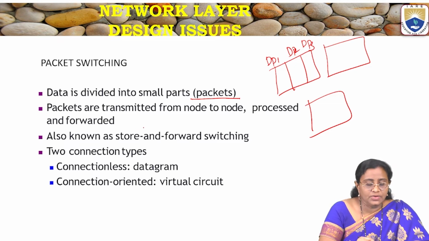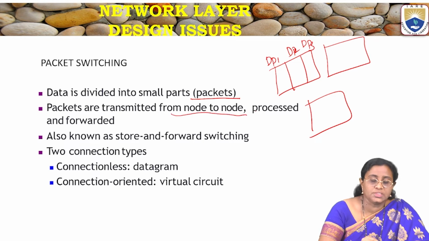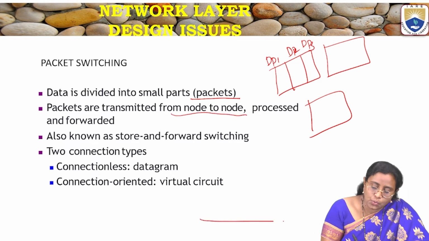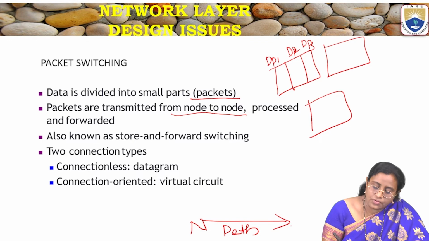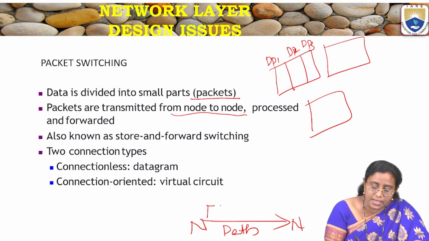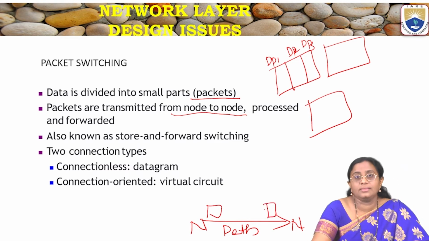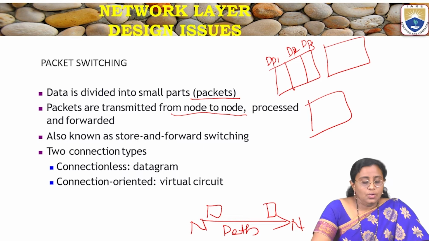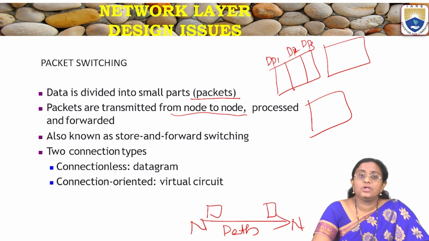Coming to the second one, the packets are transmitted from one node to another node, processed and forwarded. A successive route or source path will be obtained by means of the network layer from one node to another node. That means when a packet needs to be transmitted from one node to another, a path or logical connection must be established before transmitting the packets.